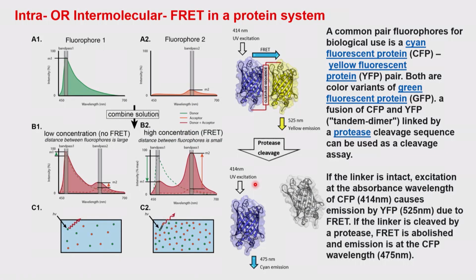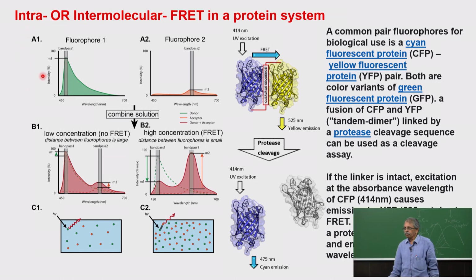Let us look at an example of a different type in a protein system. Okay, so again I draw your attention to the slide here. A1 is referred to as a fluorophore. It's an emission spectrum. Another fluorophore 2, you can probably call this a donor fluorophore, and this is also a fluorophore, meaning this is one protein part, this is another protein part.